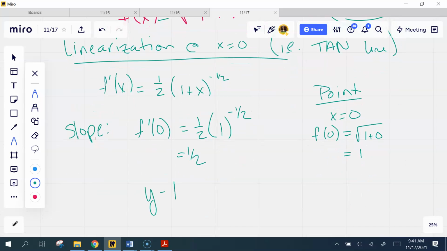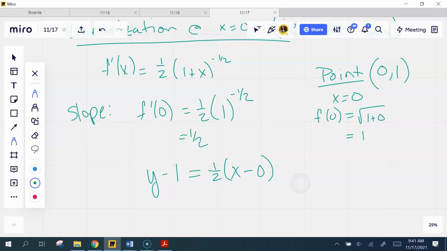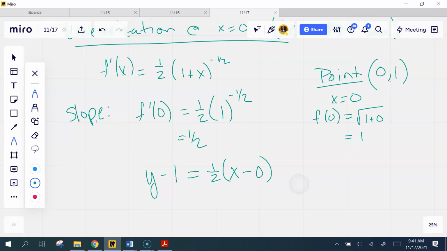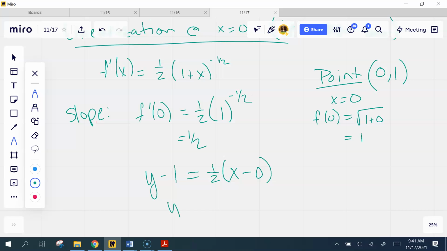Y minus 1 equals slope times x minus 0, because this point is 0, 1. Well, you solve for that linearization. We want to solve for y.